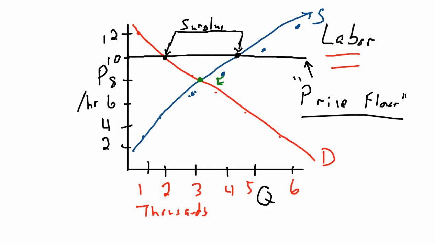A surplus of labor means unemployment. That's why a price floor eventually will lead to a surplus. A price floor or a minimum wage law actually leads to unemployment, looking at it economically.